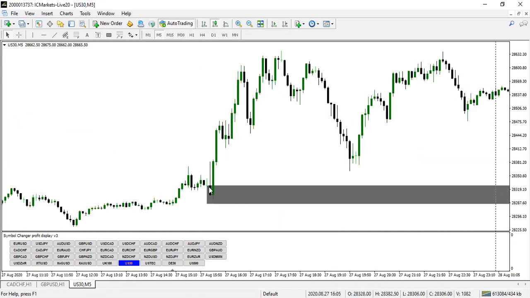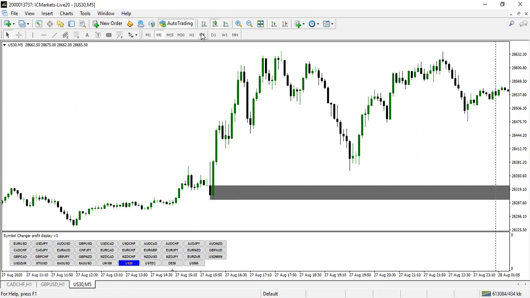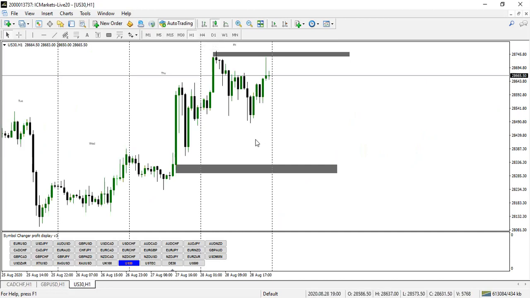Just give me some minutes. This particular zone. On the lower time frame, this should really be what should interest us. So we want price to take out that high, then come back to this zone for us to continue to buy. So this is what I have for you today.